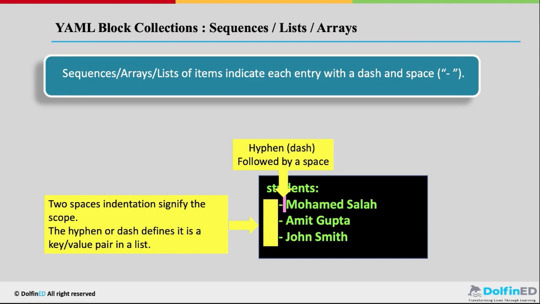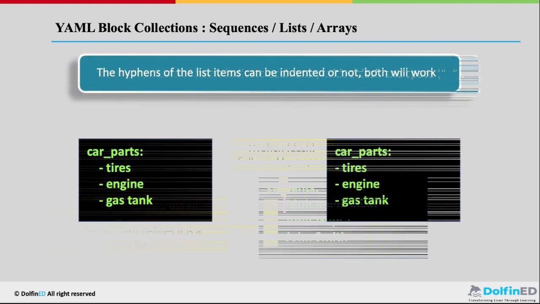And we also need to find out that to define the scope for students, we need to do indentation under students. And usually it's 2 spaces. And in this case, the list items are only strings, but they could be key values as well. They don't have to be strings all the time.